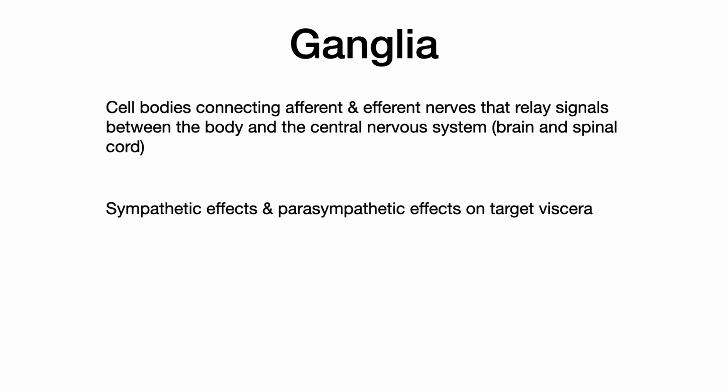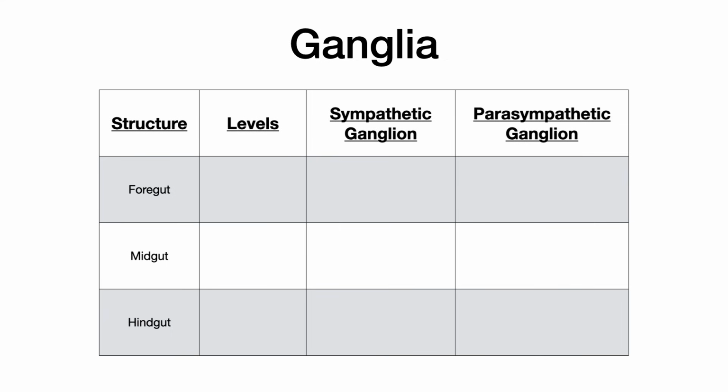But what do you need to know for COMLEX? You need to know the foregut, midgut, and hindgut, what levels correspond to each of those different guts, which we've already talked about in our last discussion on the autonomic levels. And then the very high yield part of this table is that you need to know the sympathetic ganglion and the parasympathetic ganglion responsible for feeding sympathetic or parasympathetic innervation to the target viscera. So let's get started with this brief discussion.